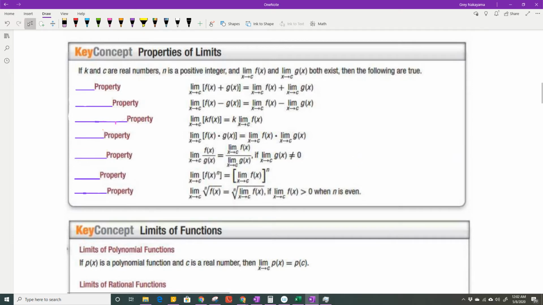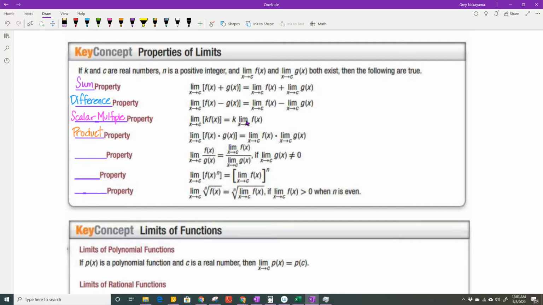Okay, so we have some properties that make our evaluation of limits quite easy. The first one is your sum property, and it says the limit of a sum is equal to the sum of the limits. Next, we have the difference property. The limit of a difference is equal to the difference of the limits. Then we have something called the scalar multiple property. That says if you're taking the limit of a number times a function, then you can bring that number out and multiply it by the limit of the function. It makes it a little bit easier in your calculations.